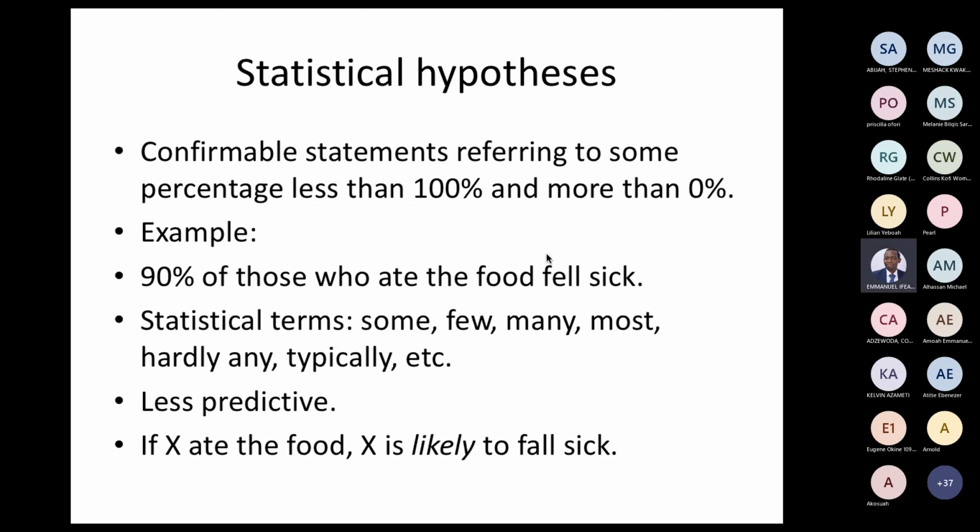So you can see why statistical hypotheses are not law-like. They don't apply in a law-like way. And that's why we also call them statistical, because they are somewhere between 100% and 0%. And of course, you can see they are less predictive compared to the law-like ones.